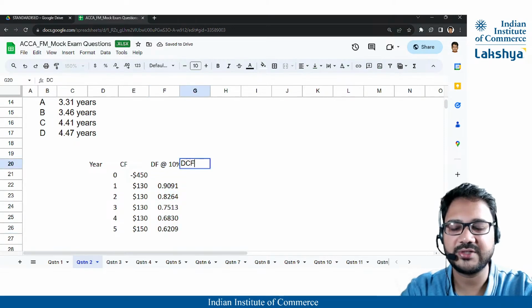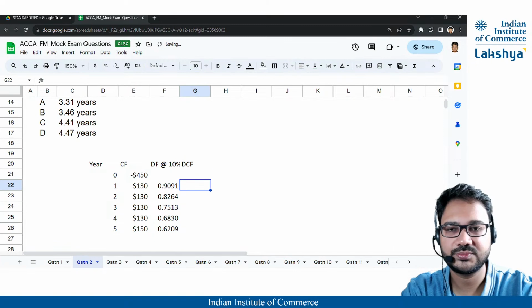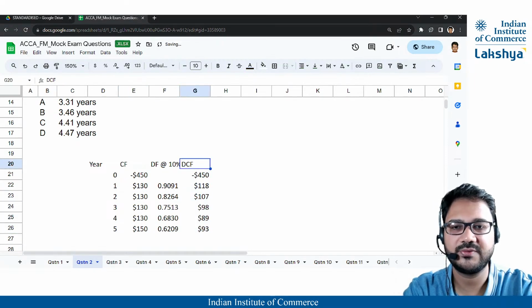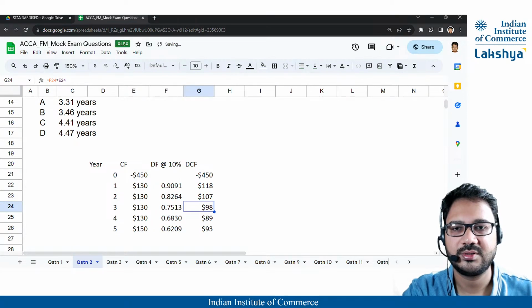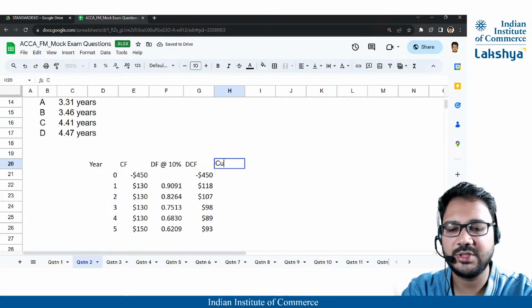Okay, then discounted cash flows. So this is already in present value terms, this into this. And I can just copy paste the formula. Just check if it's proper. Yes, works. And then we have our cumulative discounted cash flow.